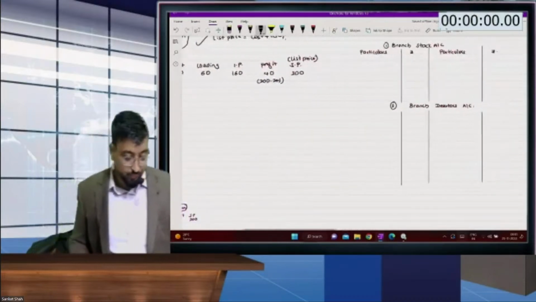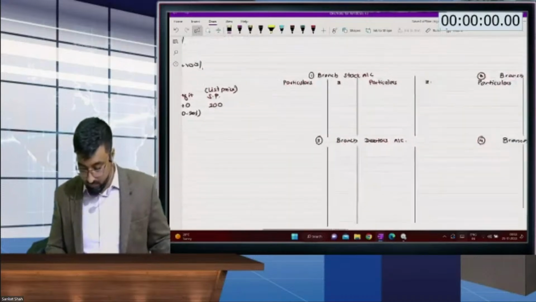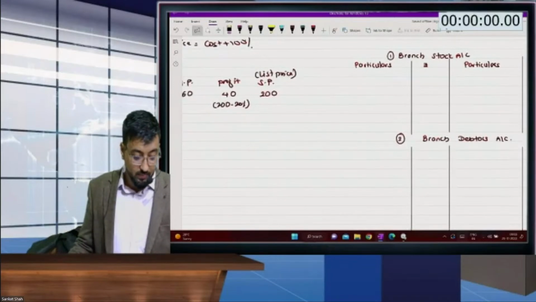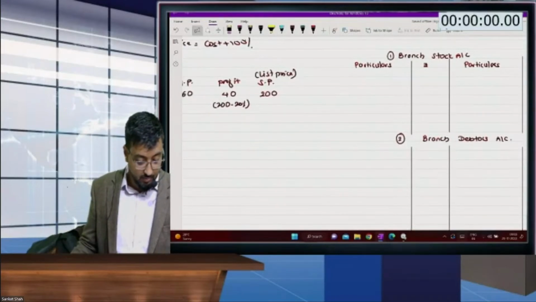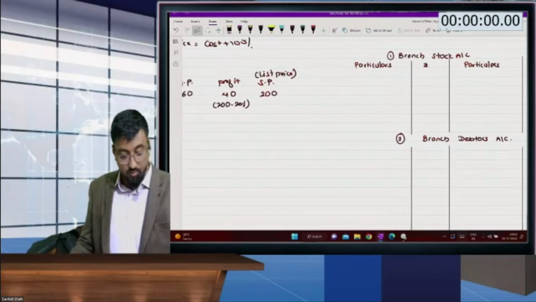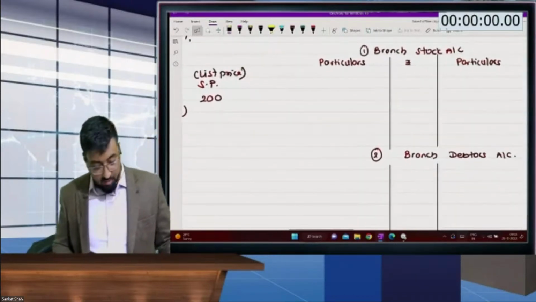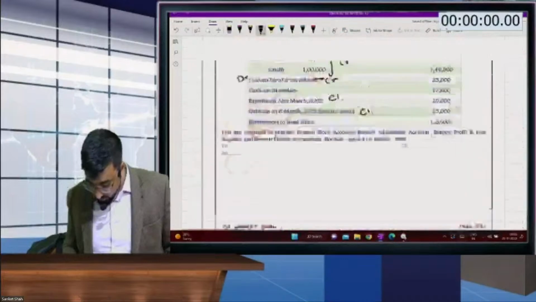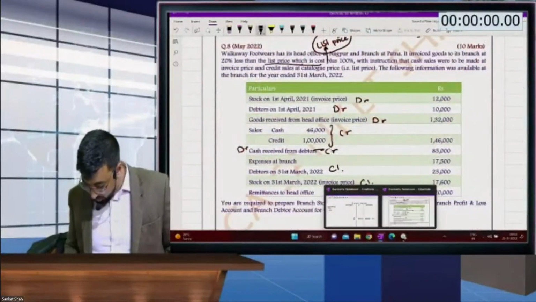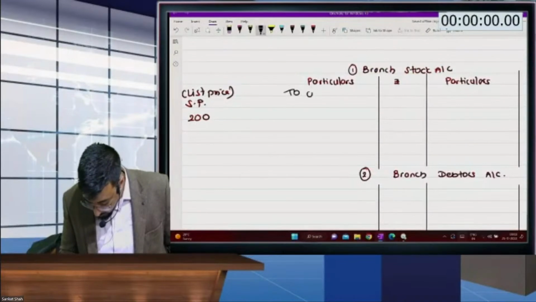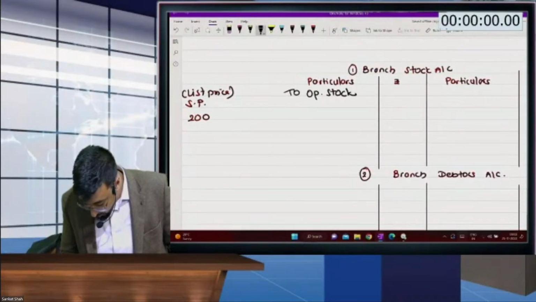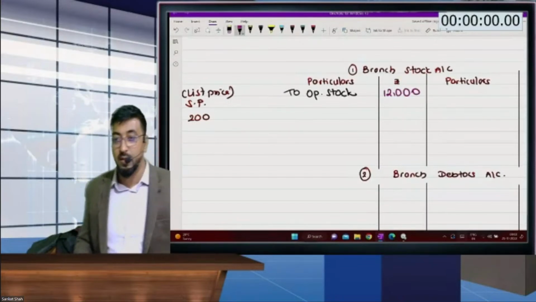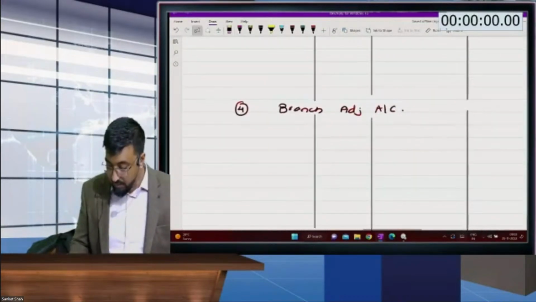Now you are getting this concept? Yes, understood. Let us now write this. To opening stock 12,000. Immediately I will cancel loading in branch adjustment account.